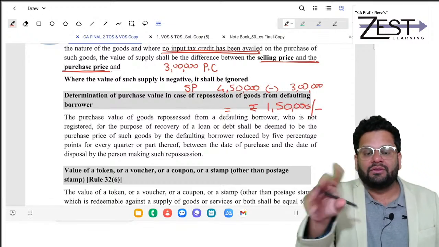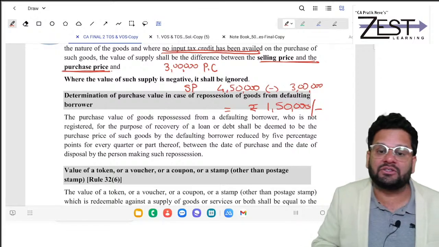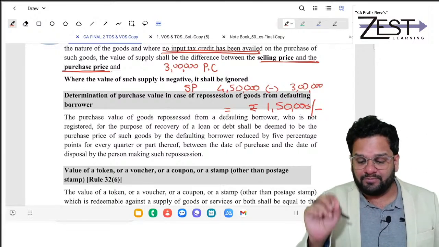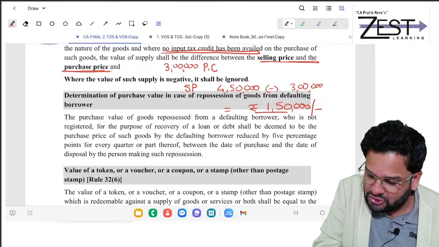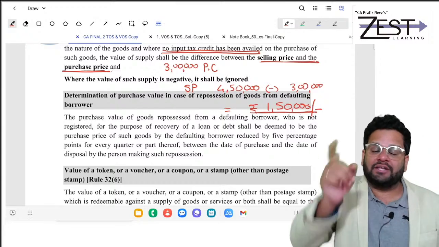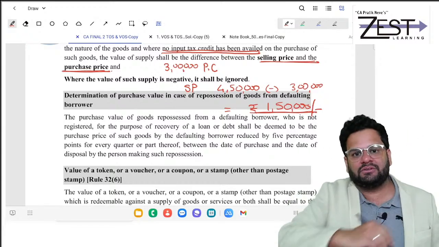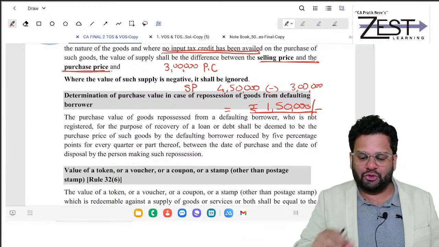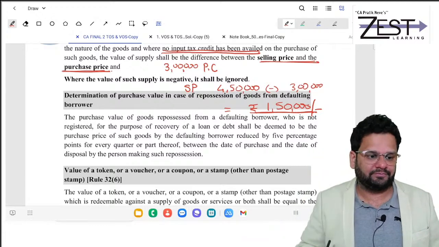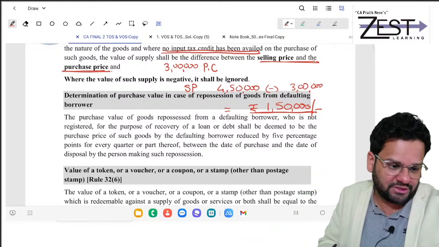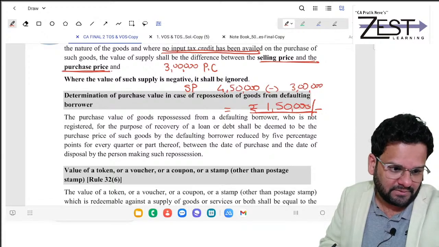Did you get the difference between selling price and purchase cost? Because actually my value addition is only 1,50,000 and GST is on value addition. Do you all agree with me on this? Absolutely, Ashimaji. Yes.